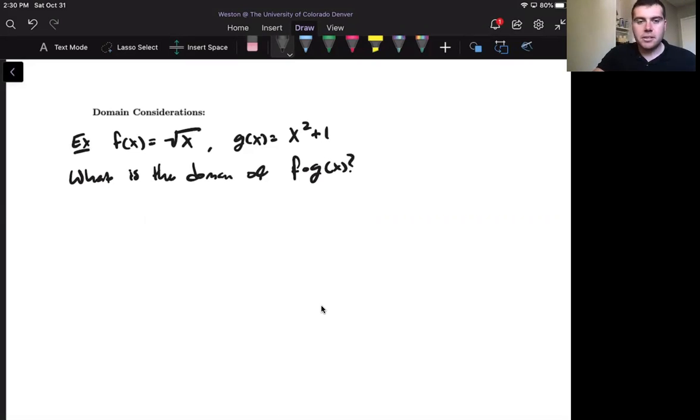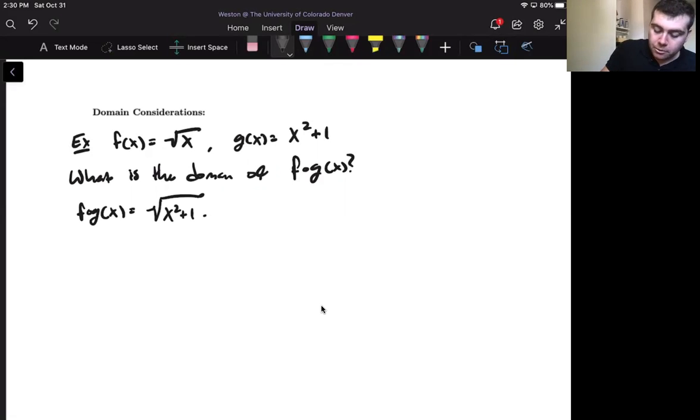And probably the first step we want to do is actually figure out what f composed g of x is. Review the first video if you need to, but I'm going to quickly write down that f composed g of x is the square root of x squared plus 1. All right, and now we want to figure out the domain. That is, we want to figure out all real numbers that we can plug into it that give out real numbers.